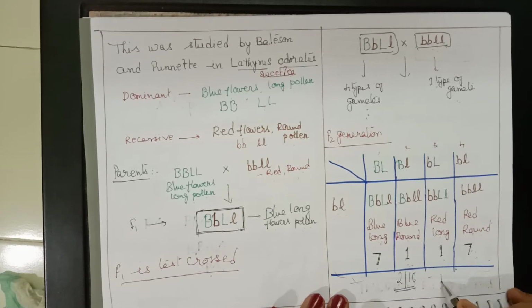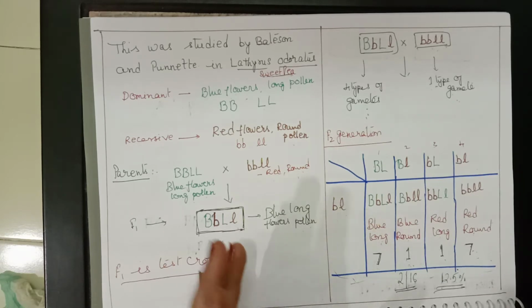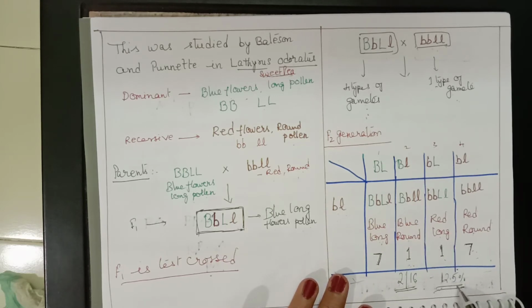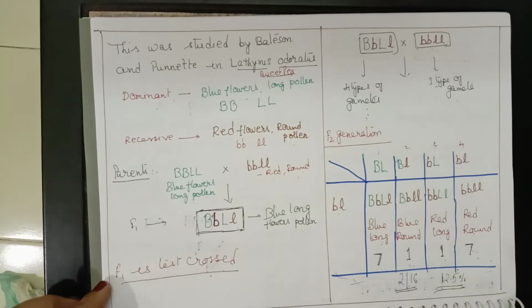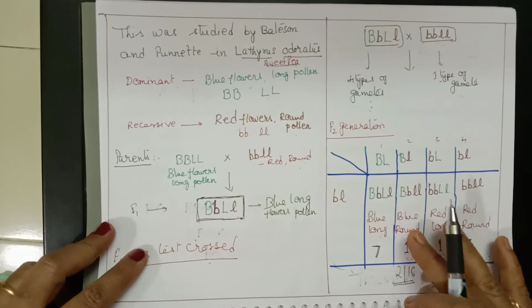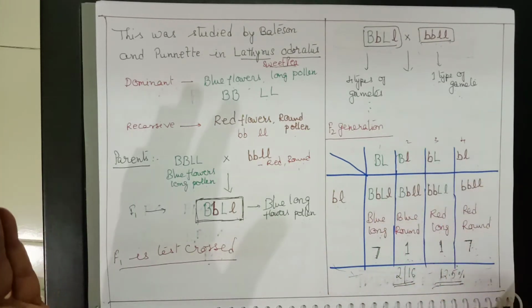So we get a percentage of about 12.5%. So recombinants are only 12.5%. In incomplete linkage, we discussed the recombination percentage will always be less than 50%. So here we find only 12.5% are the recombinants. This is one example of incomplete linkage. And this phase here, I already mentioned what the coupling and repulsion phases are.